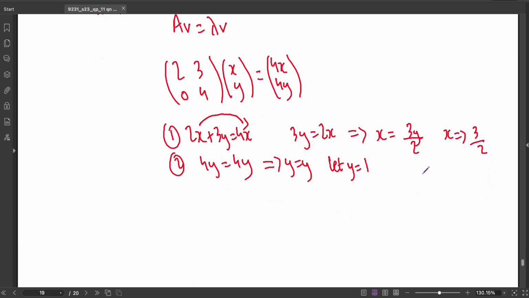Or if you don't want any fractions, we can let y equal 2. So if we let y equal 2, then our x is equal to 3 times 2 divided by 2, which is equal to 3. So that's going to be our other eigenvector. It's going to be 3, 2.